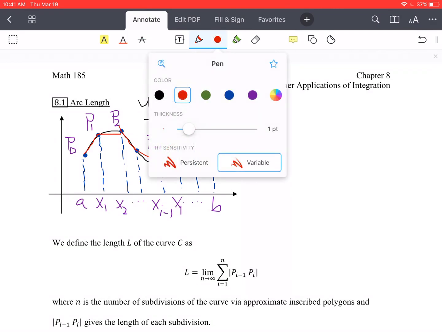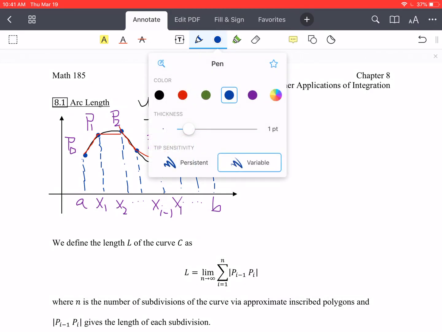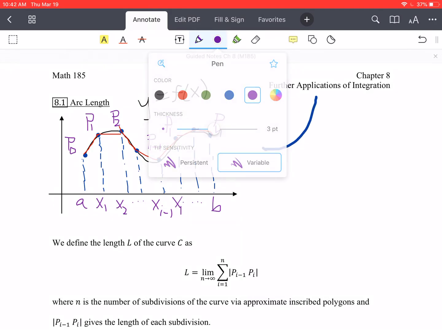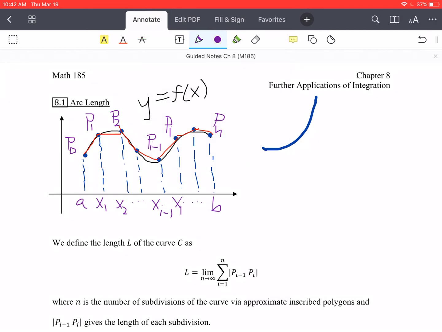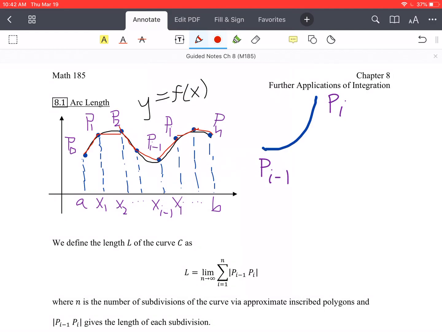So if we're looking at any one part of the curve in particular, I'm going to focus in on the part from P sub i minus 1 to P sub i. It looks kind of like that. So here's P sub i minus 1 to P sub i. When we draw our polygons, we basically are just connecting these two points via a straight line segment.